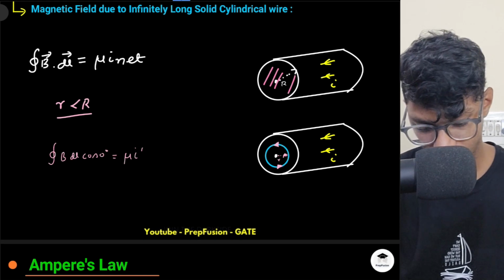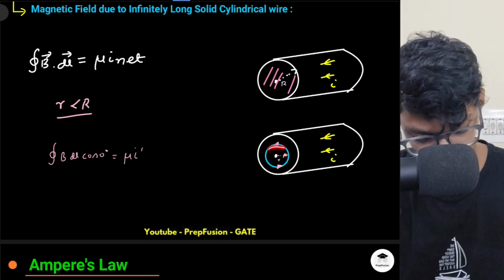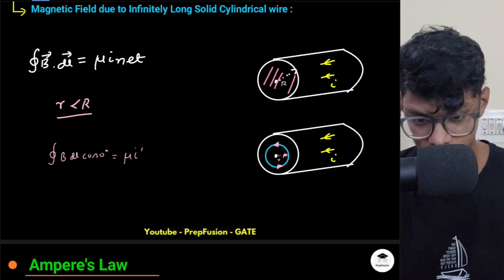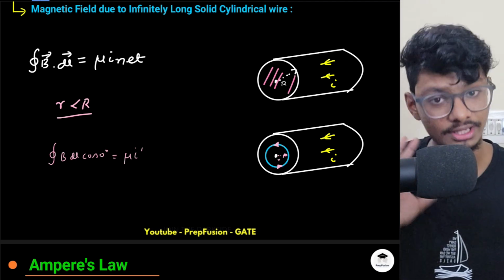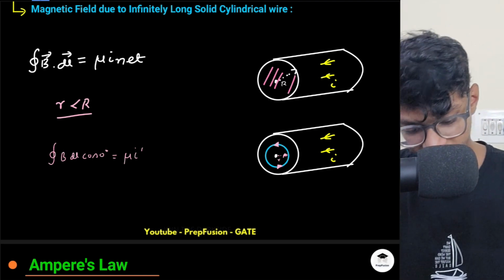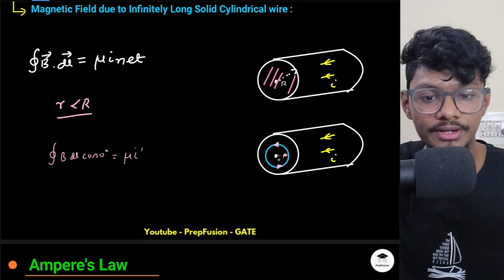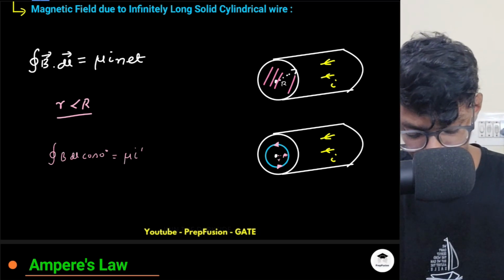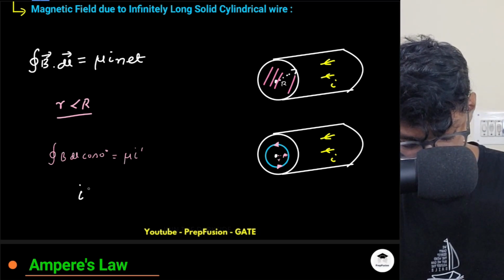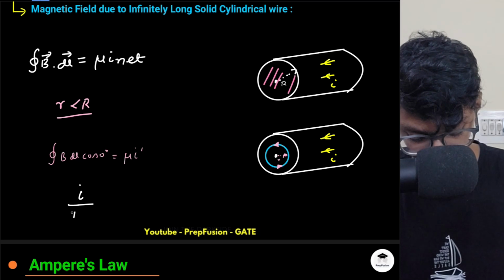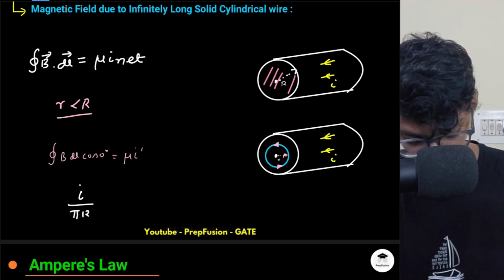So this is the area, right? Here I will assume that the current is uniformly distributed. Now if the current is uniformly distributed, can you find out the current per unit area? Current per unit area will be I, the total current, divided by pi capital R squared.